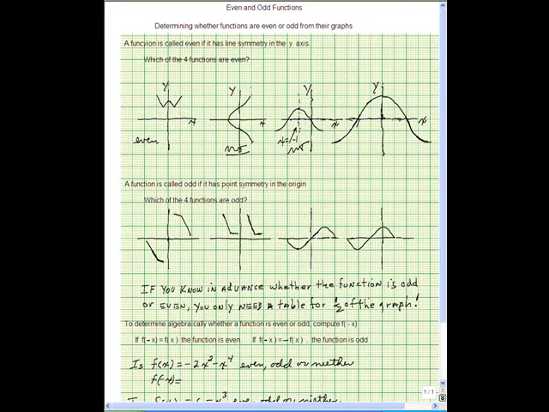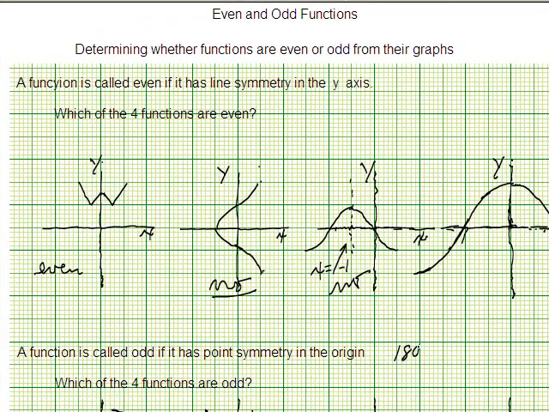Let's take a look at what we mean by odd functions. A function is called odd if it has point symmetry. Now, point symmetry is 180-degree rotational symmetry. If it has point symmetry in the origin, let's take a look at the first example.